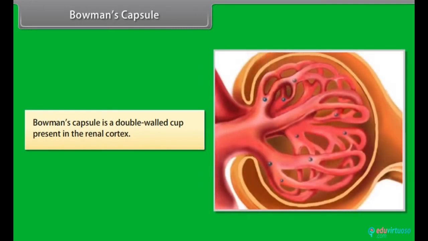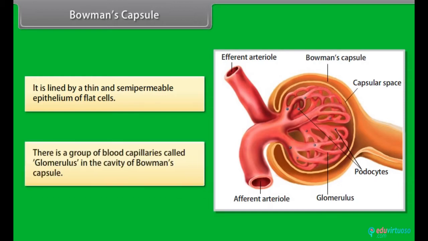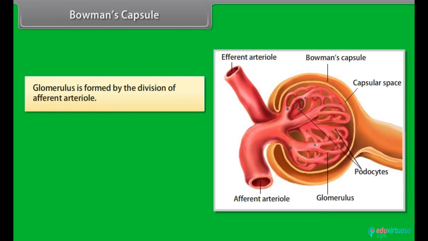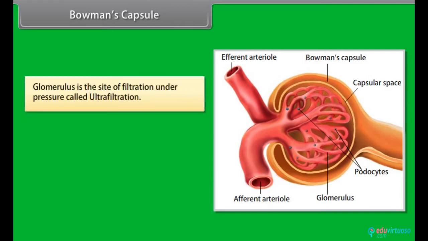Bowman's capsule. Bowman's capsule is a double-walled cup present in the renal cortex. It is lined by a thin and semi-permeable epithelium of flat cells. There is a group of blood capillaries called glomerulus in the cavity of Bowman's capsule. Glomerulus is formed by the division of afferent arteriole. Bowman's capsule and glomerulus are collectively called Malpighian body or renal corpuscle. Glomerulus is the site of filtration under pressure called ultrafiltration.